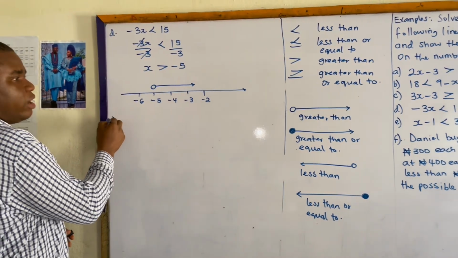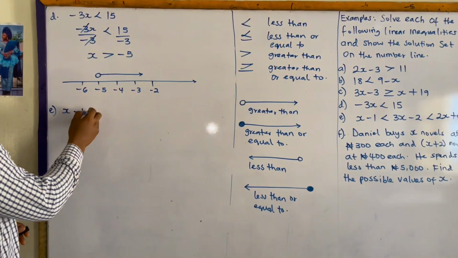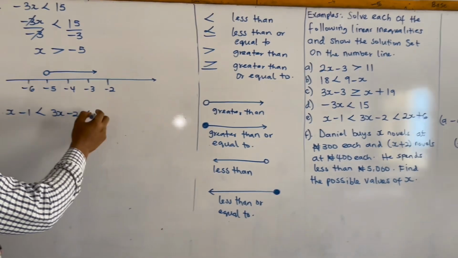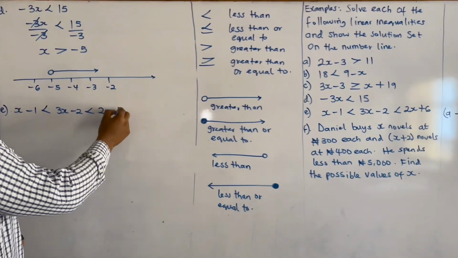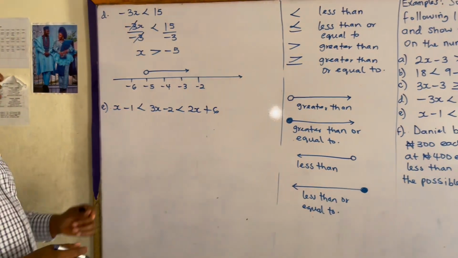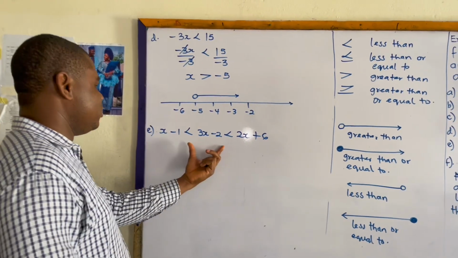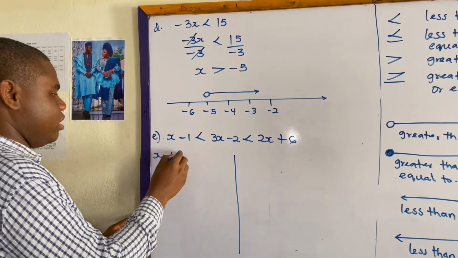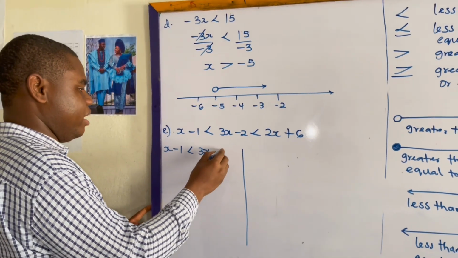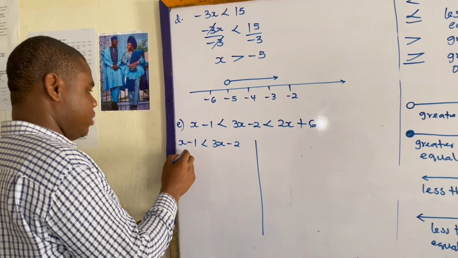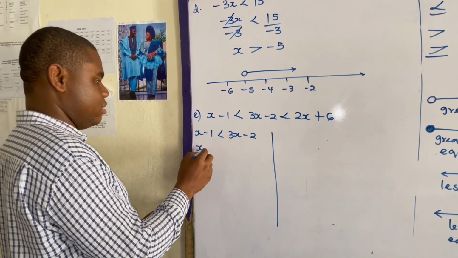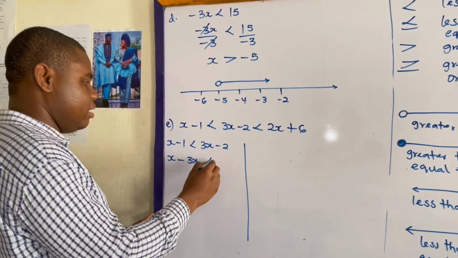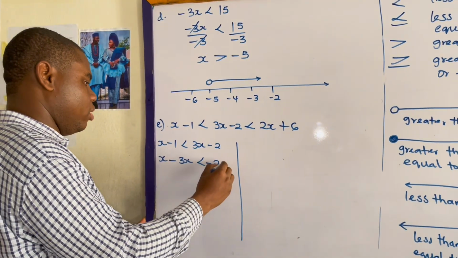Alright, for E, we have x minus 1 is less than 3x minus 2 is less than 2x plus 6. This one looks a little bit strange, so we are going to divide this linear inequality into two. The first one, we have x minus 1 is less than 3x minus 2. So we have x minus 3x is less than minus 2 plus 1.